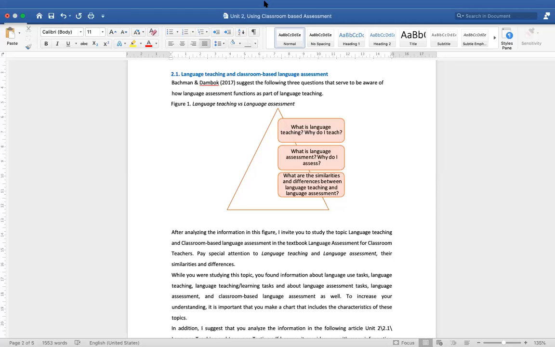So sometimes these two terms can be a little confusing, right? Because basically, in both language teaching and language assessment, you present students with tasks that they have to do. But what varies is the purpose. Because the purpose of assessment is to collect information about your students' language ability, to determine how much they have learned.